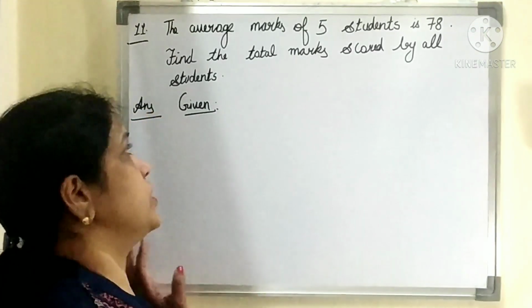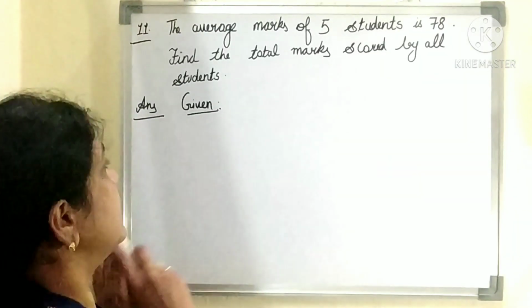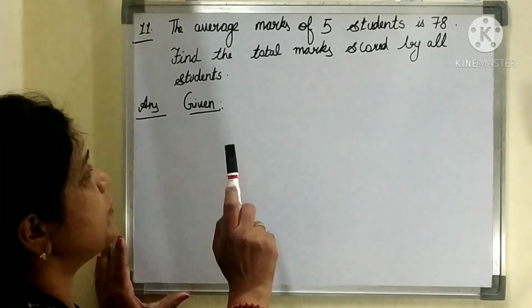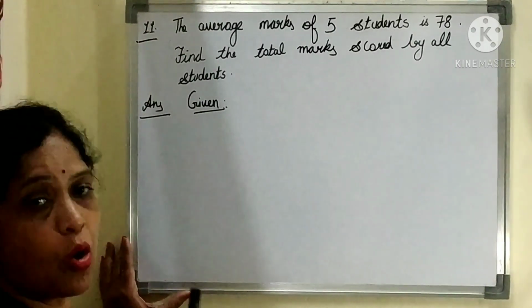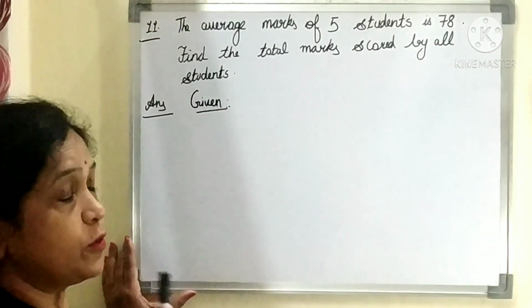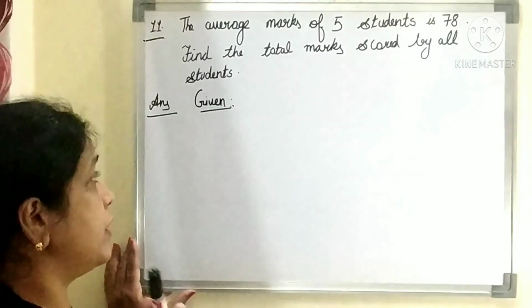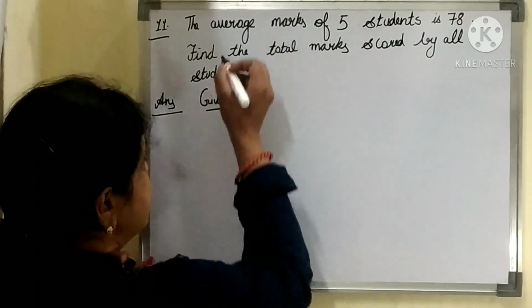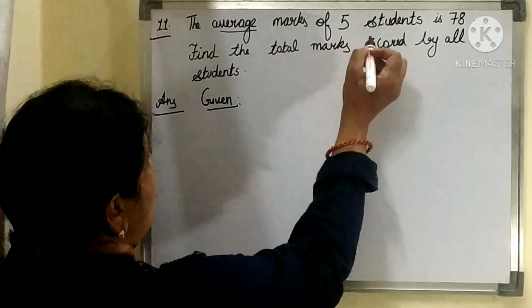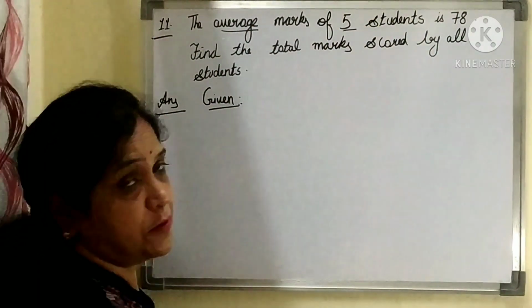Now let us solve question number 11. Question number 11 is: the average marks of 5 students is 78. Find the total marks scored by all students. Here we have to apply another formula which we have already written in the copy. That means average marks is given. And how many students are there? Total 5 students are there.